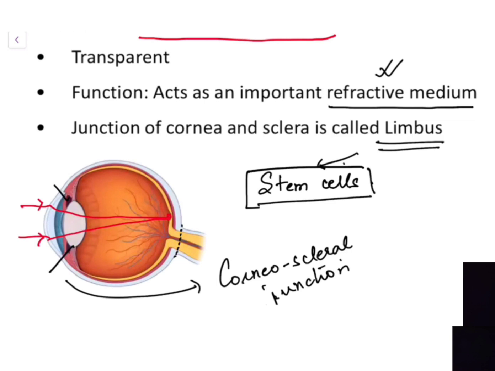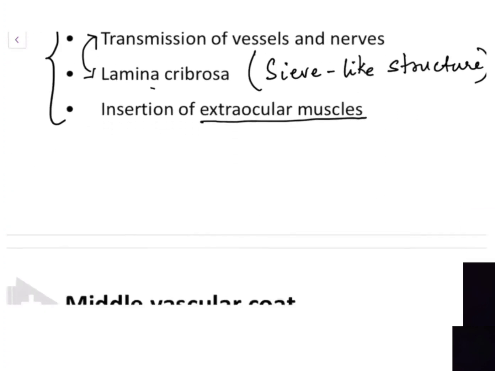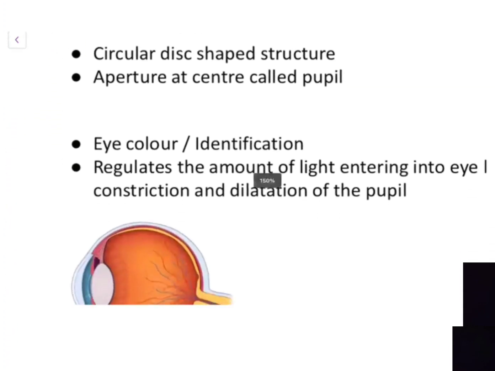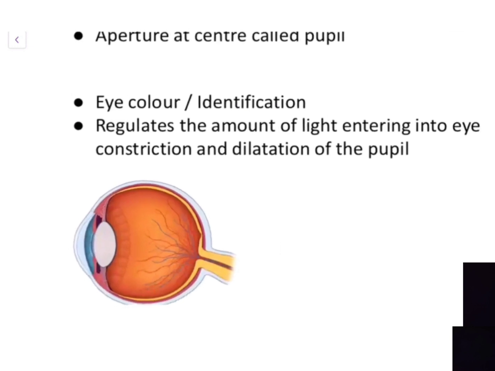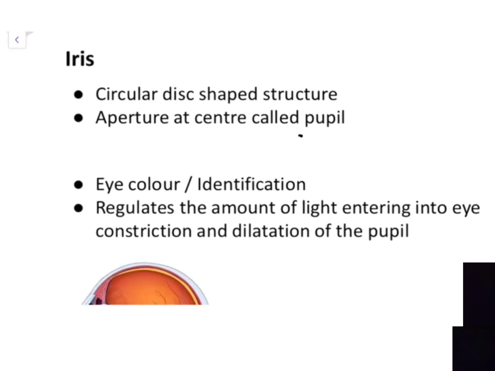Let's move ahead then. The middle vascular coat. So quickly to revise, the middle vascular coat consists of the iris, the ciliary body and the choroid. Now what is the iris? See this brown structure that we see through the transparent cornea, that is your iris. And at the center of the iris, you all know that there is an aperture which is the pupil, through which the light enters inside.